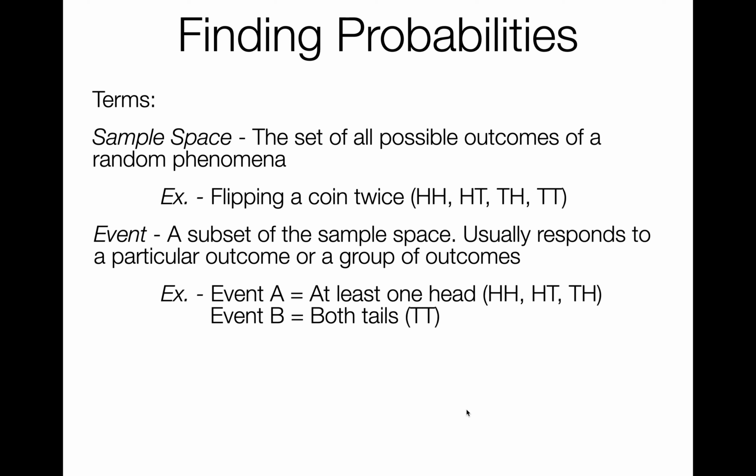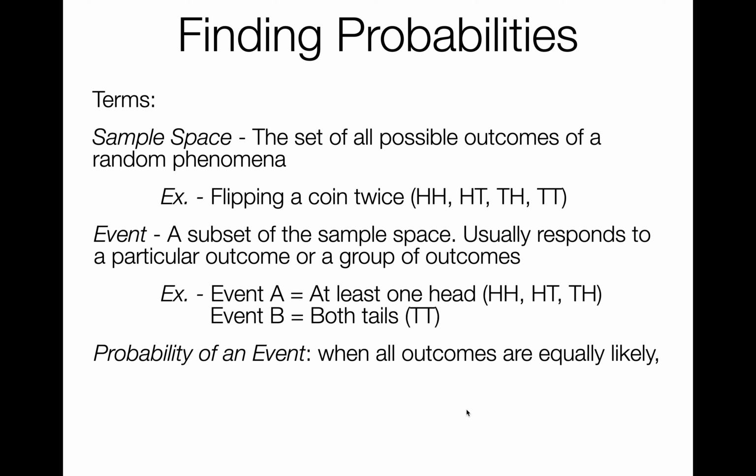So for example, event A could be that you see at least one head when you flip 2 coins. And the event, just like the sample space, is listing out the possible outcomes that could happen and describing this event in words. So at least one head is heads, heads, heads, tails, and tails, heads. So it's 3 out of the 4 outcomes in the sample space. And event B, another type, could be both tails, and that corresponds to only one element of the sample space. So that's an event.